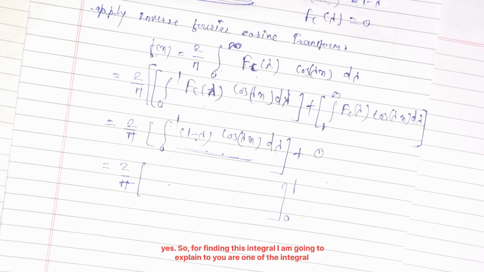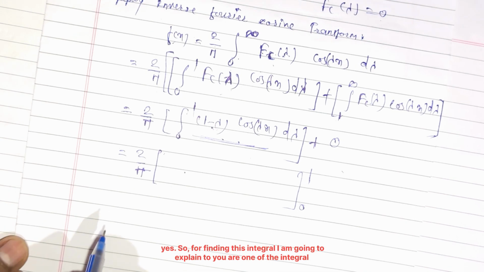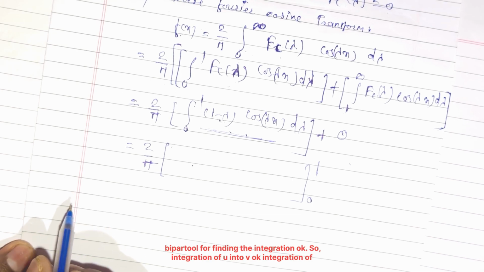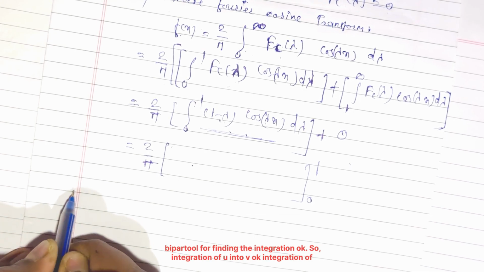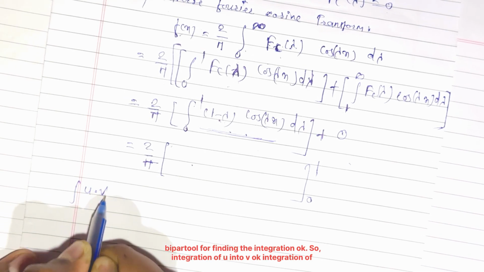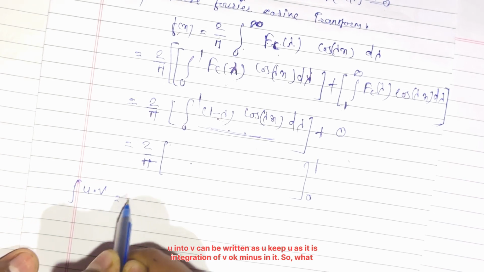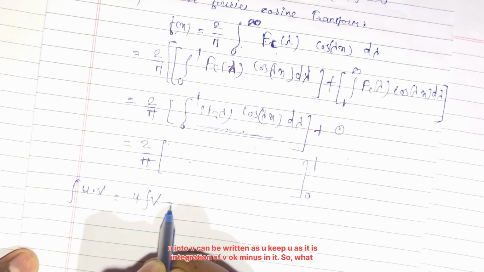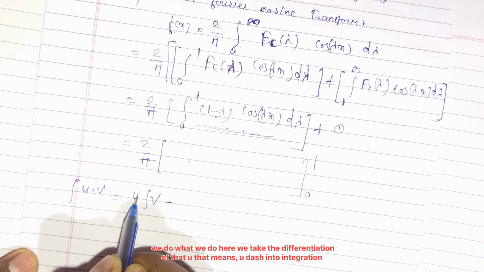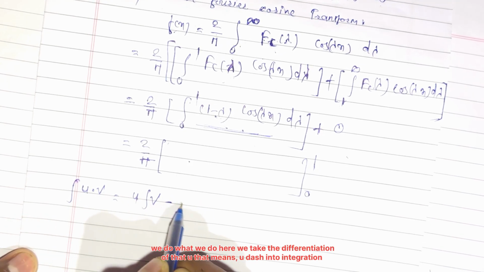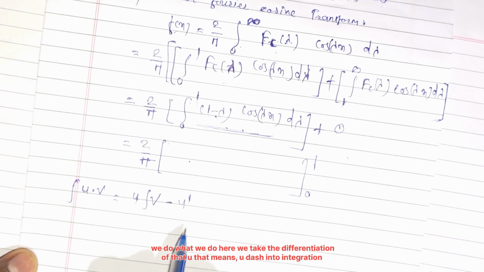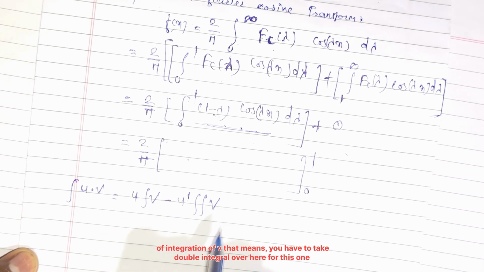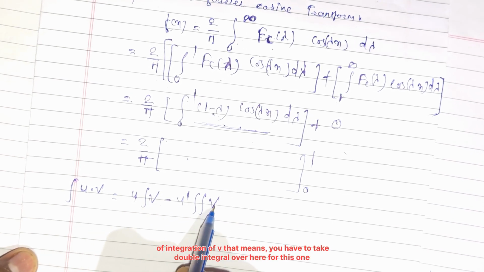So for finding this integral, I'm going to explain to you all one of the by-parts rule for finding the integration. Integration of u into v can be written as u, keep u as it is, integration of v, minus, so what we do here, we take the differentiation of that u, that means u dash, u dash into integration of v, that means you have to take double integral over here for this one.